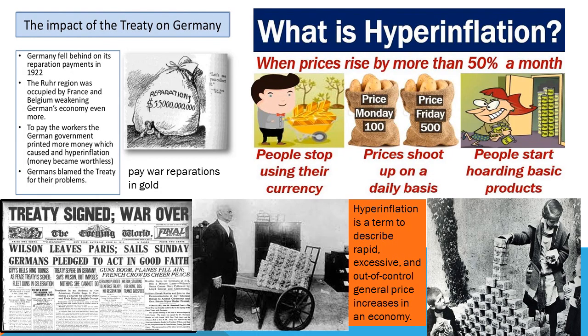Germany had fought the war largely on loans and had to pay war reparations in gold. Germany fell behind on its reparation payments in 1922. The Ruhr region was occupied by France and Belgium, weakening Germany's economy even more. To pay the workers, the German government printed more money, which caused hyperinflation.